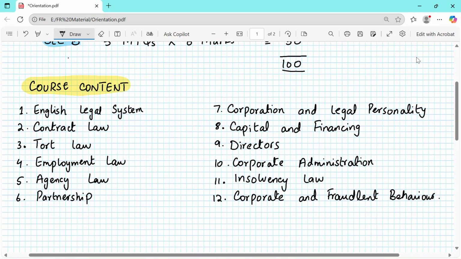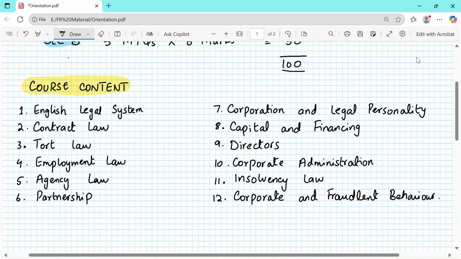So after the first five chapters, from chapter 6 till chapter 12, all of this is basically company law. All of this stuff relates to companies. So from chapter 6 to chapter 12, you can say that this is the company law portion of this course. In partnership, we are going to talk about different types of partnership.